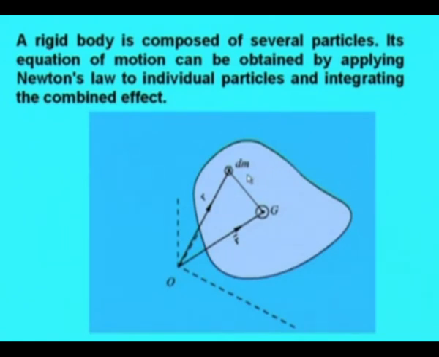So here we take a small particle of mass dm, which is a very small differential element. Now the mass center is denoted by G. If we take any axis system like Oxyz, then this distance O to G is r bar, and O to dm is r. And then G to dm is this distance.